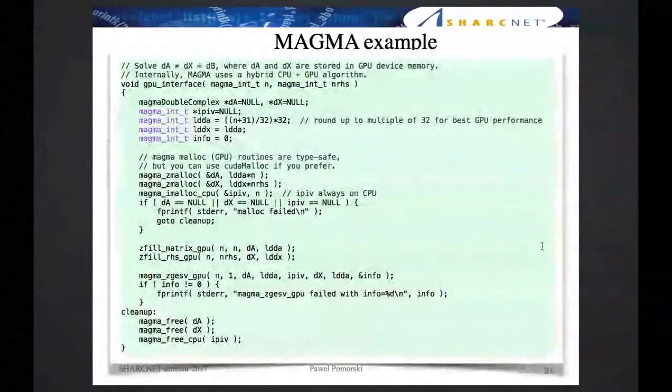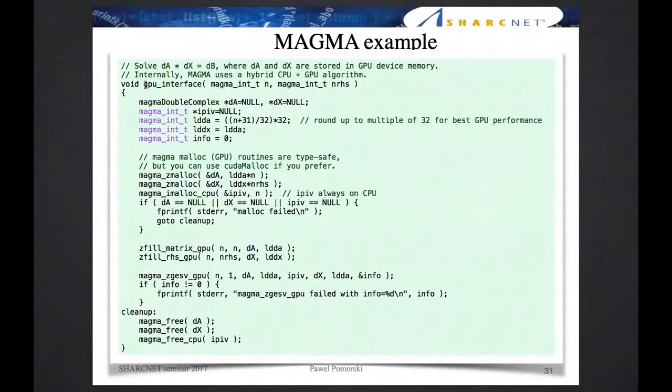So here's a MAGMA example. I will not show you a full code, but it's relatively similar to cuBLAS. This is a function which invokes the GPU interface to MAGMA. And you need to allocate your arrays. There's a special function to allocate the arrays on the GPU, magma_zmalloc. And once you allocate these arrays, you need to transfer the data. So here I have two functions to do this. They are defined elsewhere, but basically they initialize the data and they copy it over to the GPU.